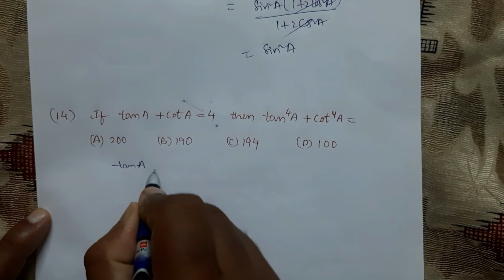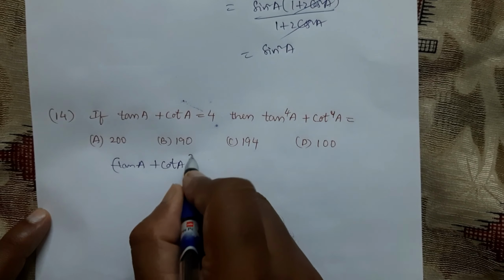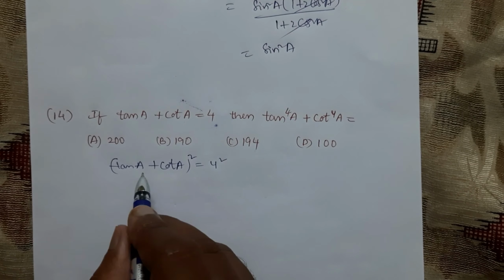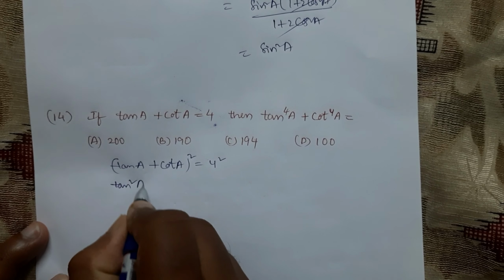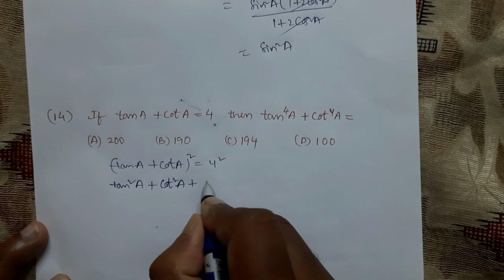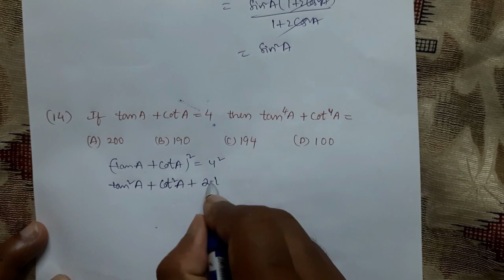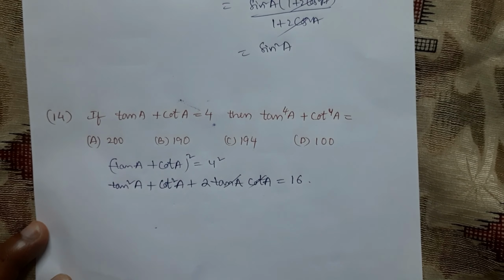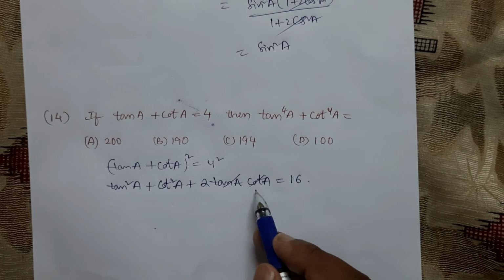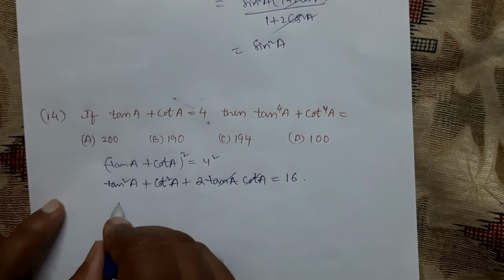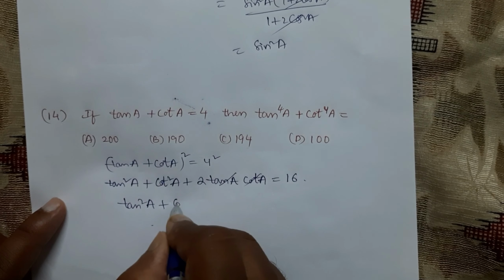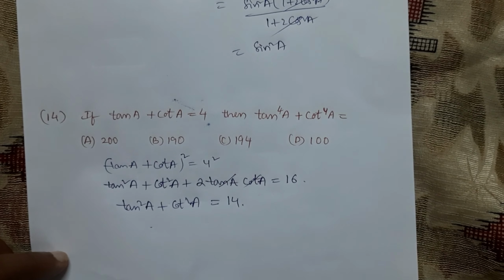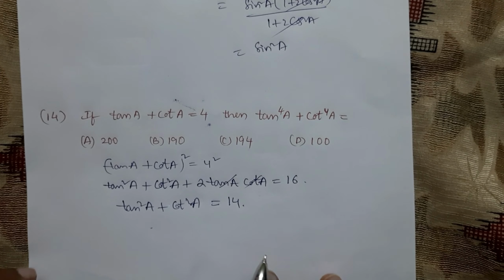What will we get? tan a plus cot a whole square, and here 4 square, that means squaring on both sides. This is in the form of a plus b whole square, so it will become tan square a plus cot square a plus 2 tan a cot a, which is equal to 16. tan a cot a cancels. Why? Because cot a we can write as 1 by tan a. So this will become tan square a plus cot square a equal to 16 minus 2, which is 14. We got the value of tan square a plus cot square a as 14.